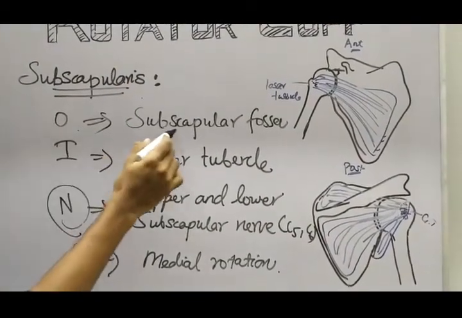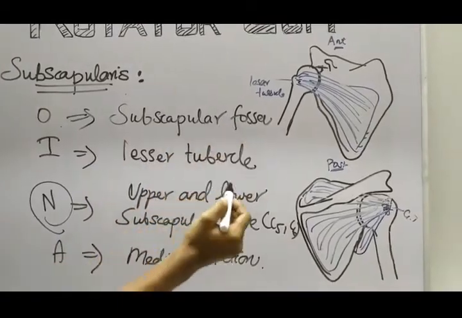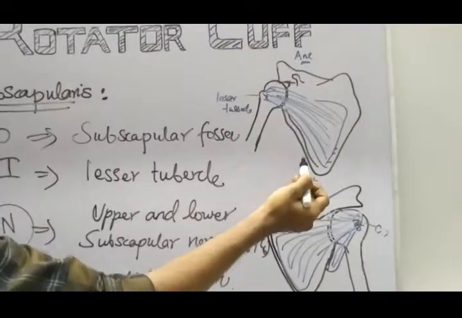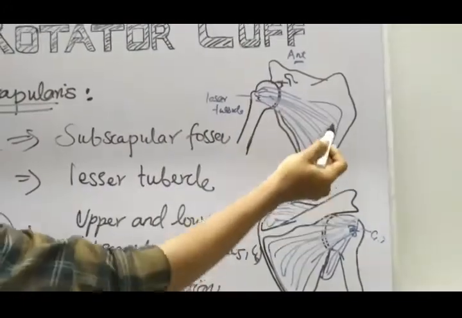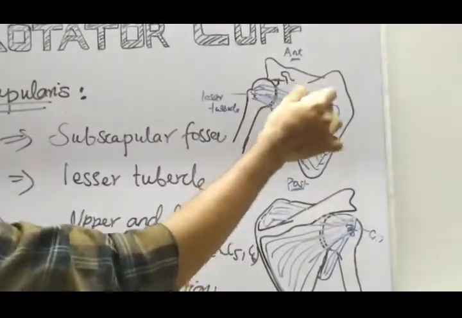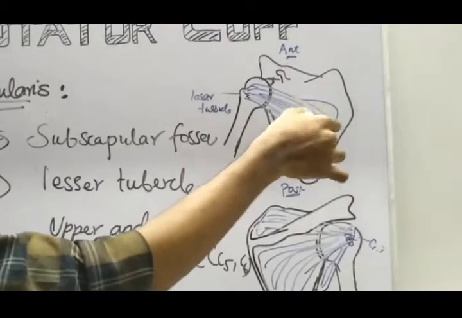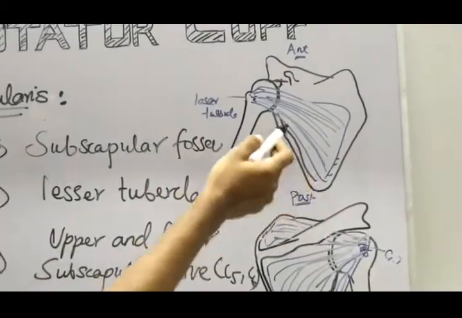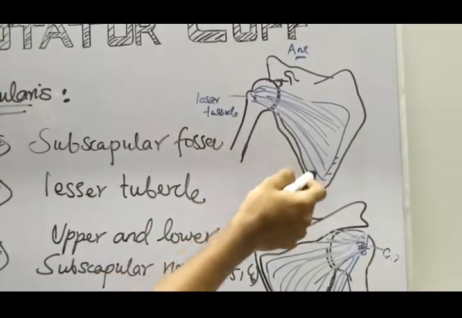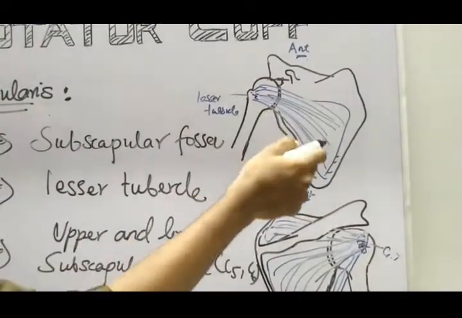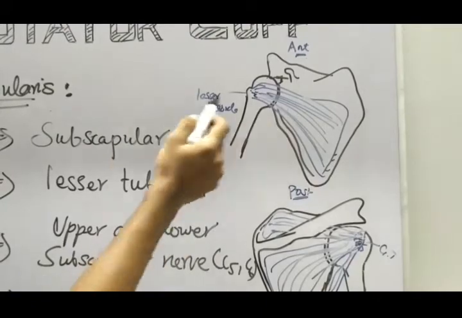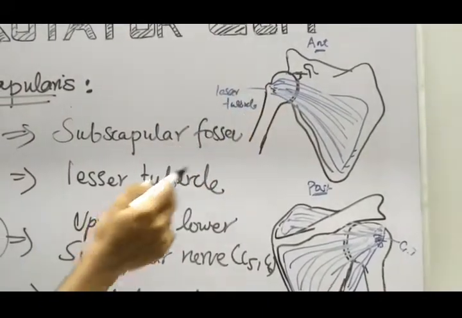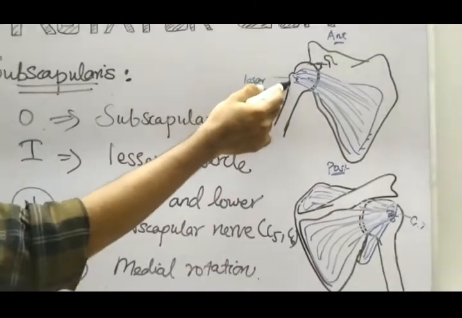This muscle originates from the subscapular fossa. Here we can look in this picture the anterior view of the scapula. This part is called the subscapular fossa, present on the costal surface. So from here the subscapularis muscle gets origin. From the medial 2/3 of this subscapular fossa it gets origin and it inserts into the lesser tubercle of the humerus, which is anteriorly present here.